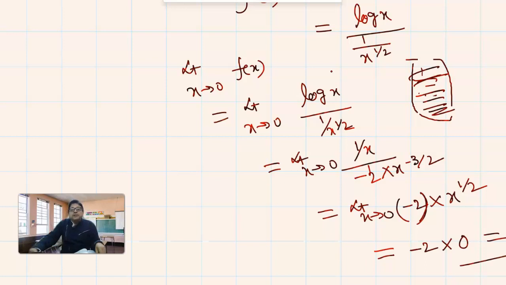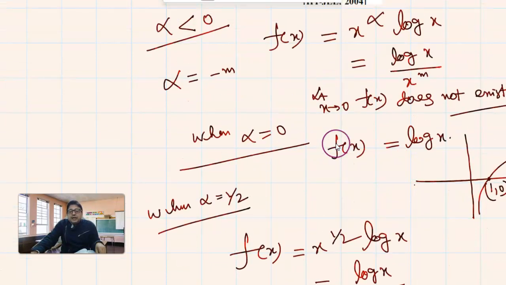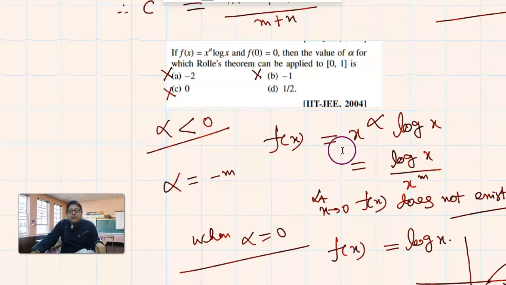So for this function also, it is continuous and differentiable and Rolle's theorem is applicable when alpha equal to 1 by 2. Alright.